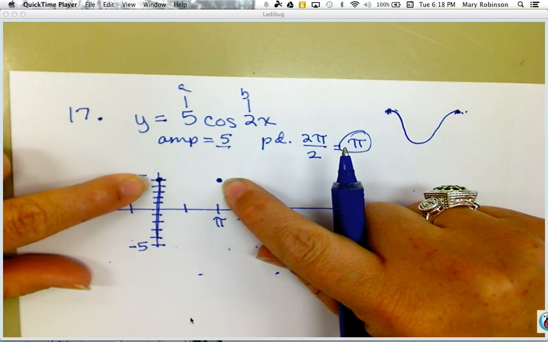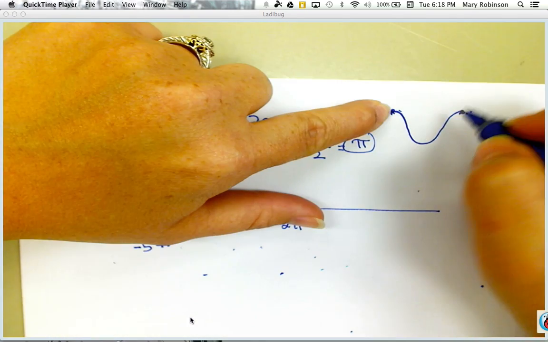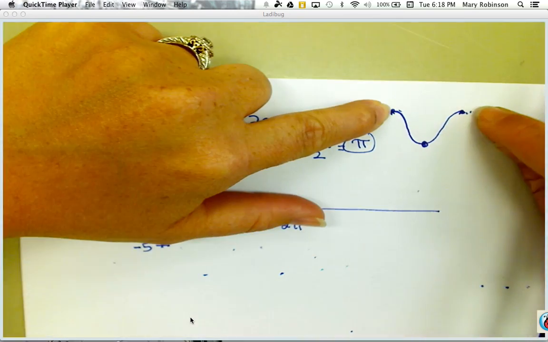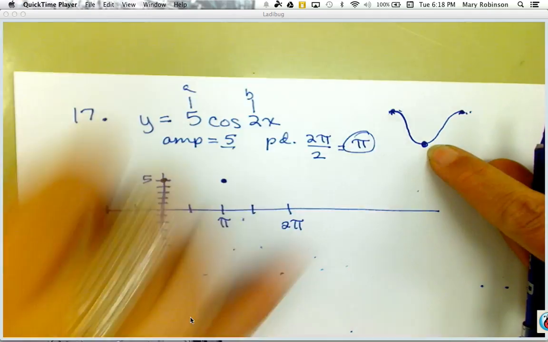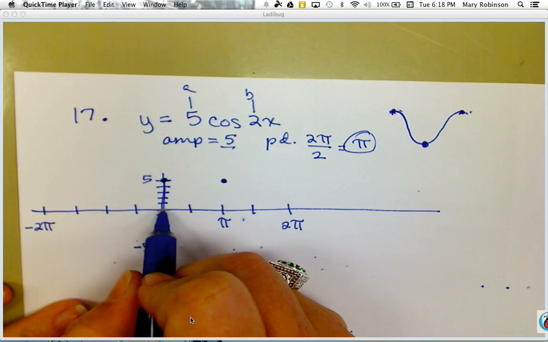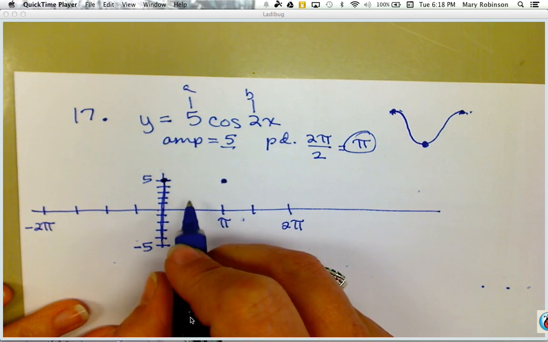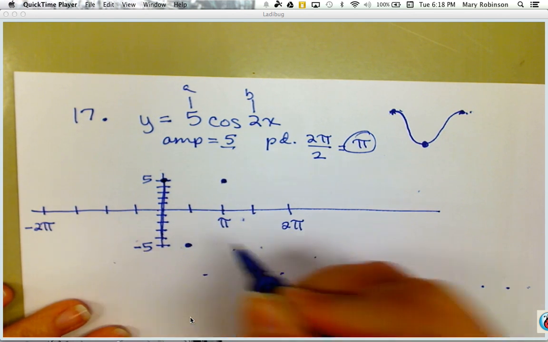I know that these 2 points relate to these 2 points. You should know that halfway between these 2 points, the beginning and the end, is your minimum point. So halfway between my points here at 0, 5 and pi, 5, I'm going to put right here at pi over 2 my minimum point.